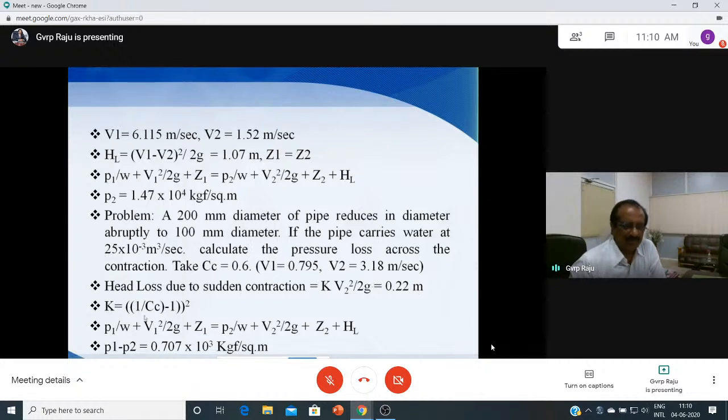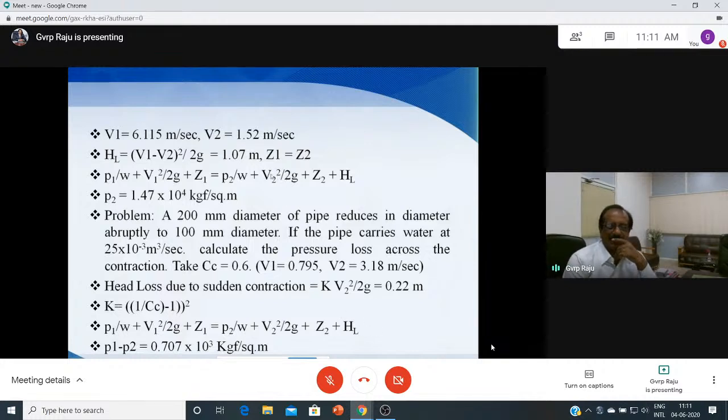So now we have all the values here, and P1 is not known and P2 is not known, and because it is horizontal, you can take Z1 is equal to Z2. P1 is not known here, you can leave it as it is, and V1 is 0.795 square by 2 into 9.81, and Z1 is equal to Z2, you can cancel Z1 and Z2. And P2 is also not known, and V2 is 3.18 square by 2 into 9.81, and HL is 0.22. You need to substitute the value of HL here.